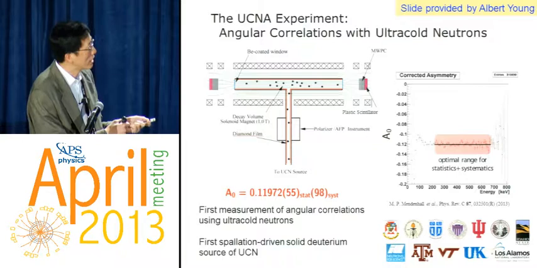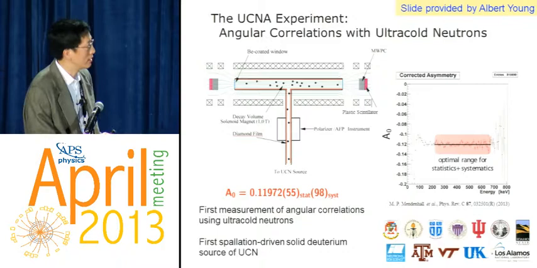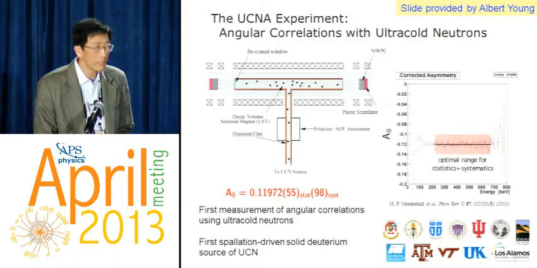They are completely trapped inside this cell. And they use basically a magnetic field, a barrier, to polarize the UCN neutrons. Both experiments, Perkeo and UCNA, are ongoing, and they're aiming for a higher precision, perhaps 0.2% or maybe even 0.1%.